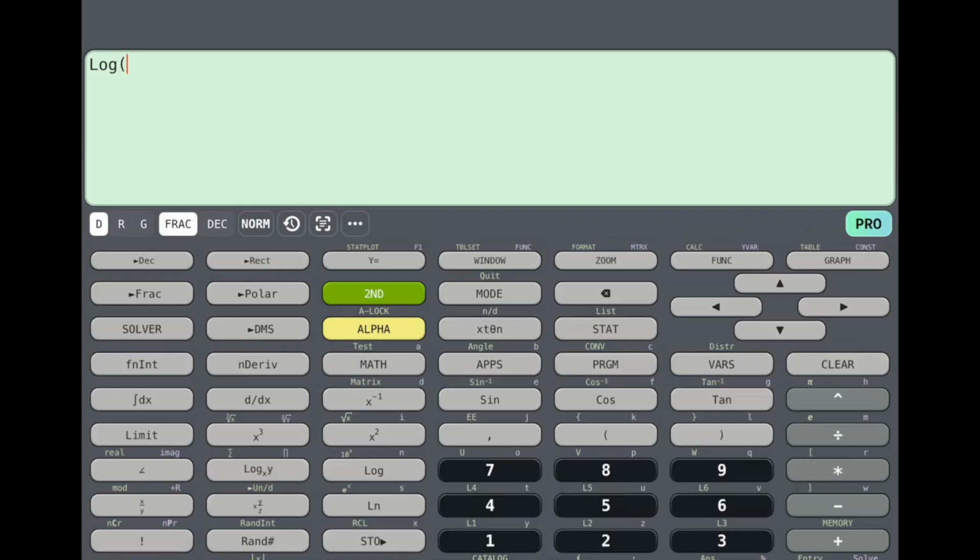So I could do log base 10 of 100. And that means log base 10 of 100, or 10 to what power is 100? 2. I could do log base 10 of 1,000. And it's 3, because 10 to the power of 3 is 1,000. If I just keep adding zeros, it's going to keep going up, because it's just another power of 10. And so I can evaluate that for any number. So I could do log base 10 of 22.